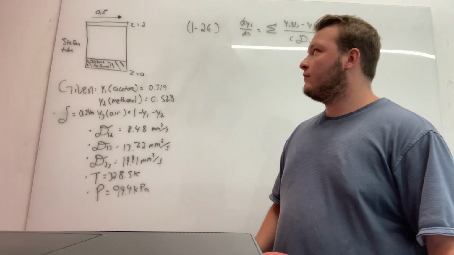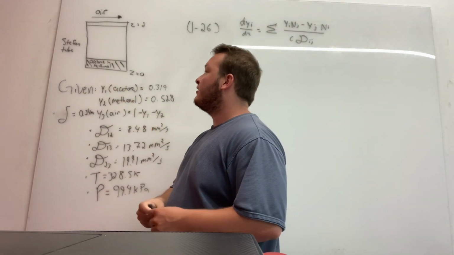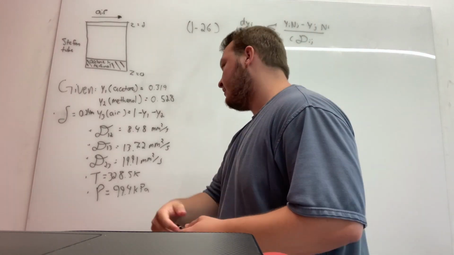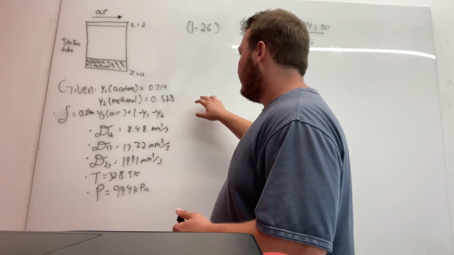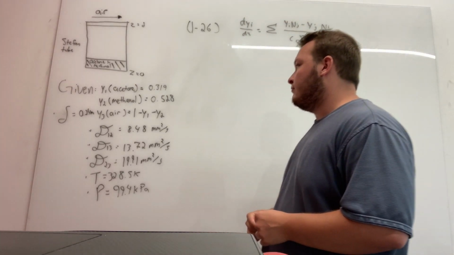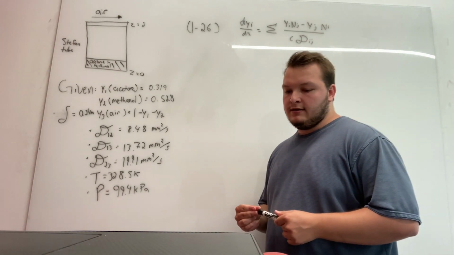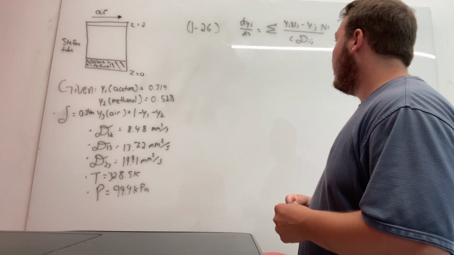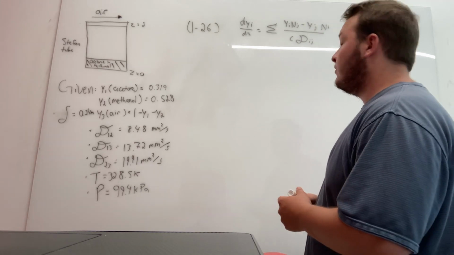Hello, so today we're going to go over a problem. We have a Stefan tube with acetone and methanol at the bottom and air flowing over it. We're given the Stefan-Maxwell coefficients, mass fractions, temperature and pressure. What we're looking for is an estimate of the order of magnitude for N, the molar flux. So let's go ahead and get started.